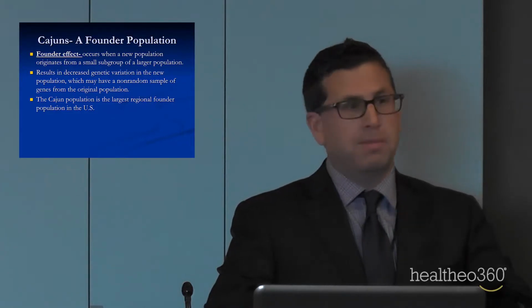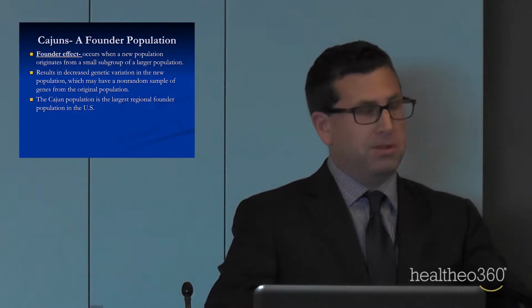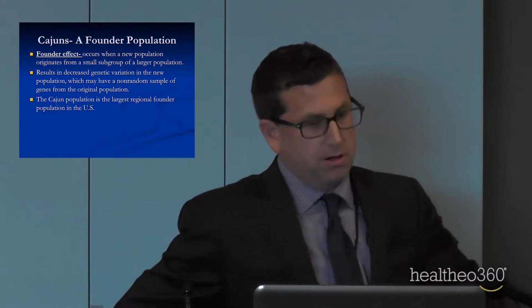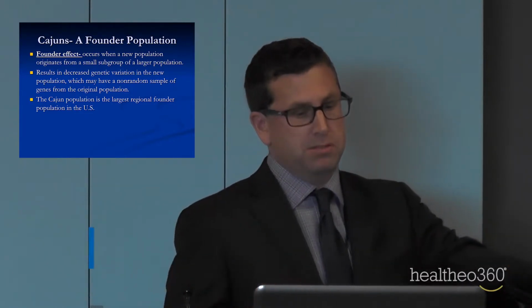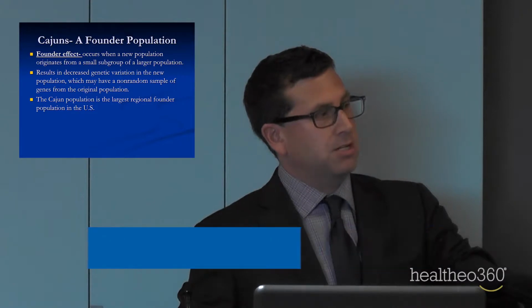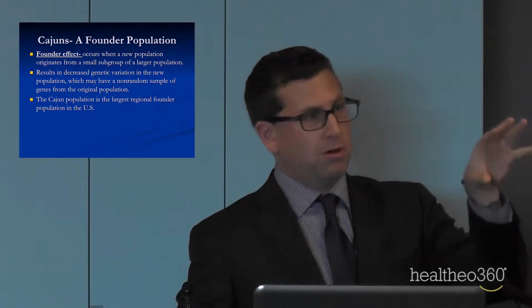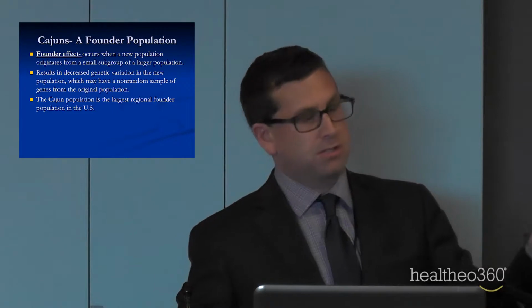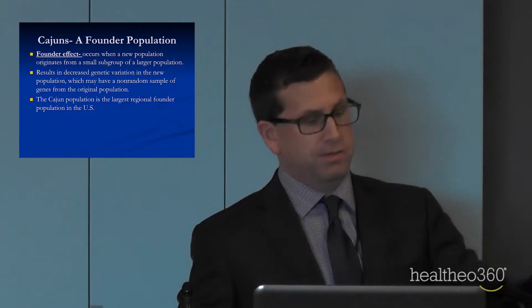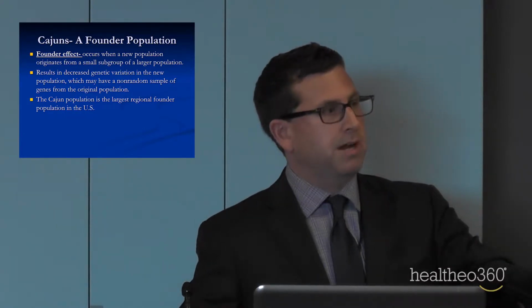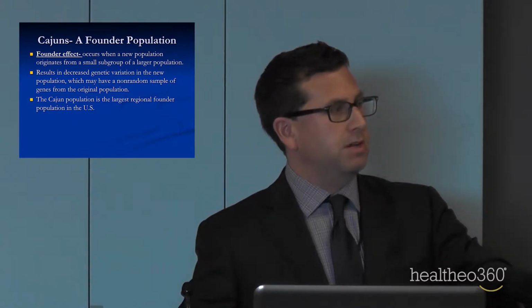And the critical thing about the Cajun population is that it's a founder population. A founder population occurs due to a founder effect, so what happens is when you have a new population that originates from a larger original population, you could get decreased genetic variation in the new population. So in this example, we have French settlers from Nova Scotia, the larger population, at least in the 1700s, leading to a smaller settler population in southern Louisiana, which is now the founder population. So the Cajun population is actually the largest regional founder population in the United States, but no one has ever looked at cancer incidence in this population.